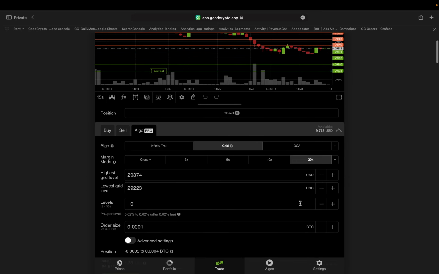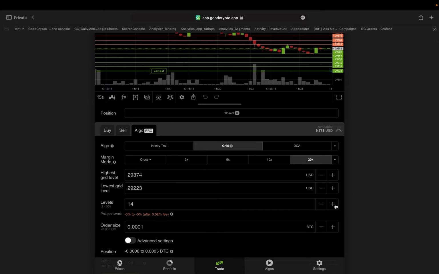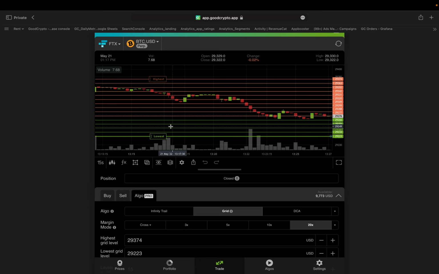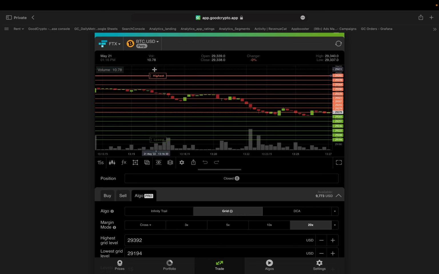And no matter how many more grid levels I'm adding here, it will keep doing the same thing. Just the grid tightens. If I keep the highest and lowest grid levels at constant levels, the distance between them decreases, but it always looks the same and it does the same thing all the time.